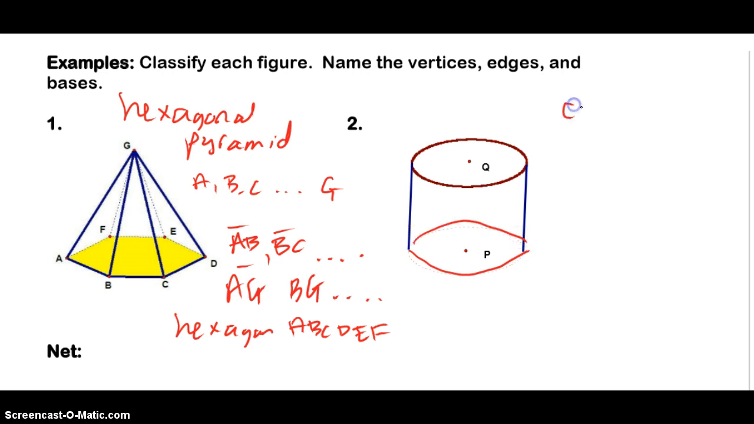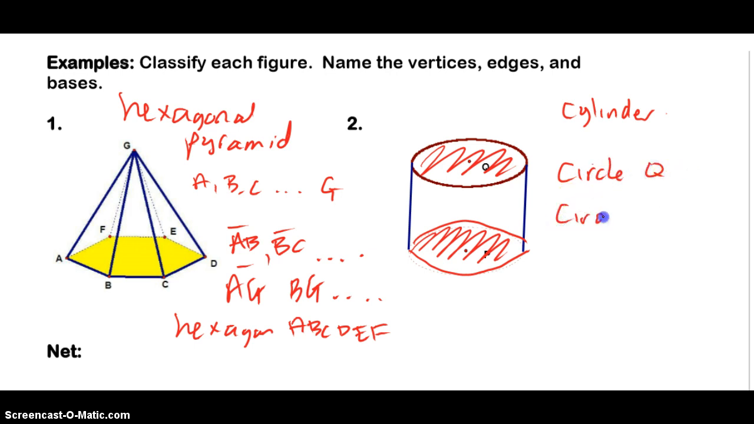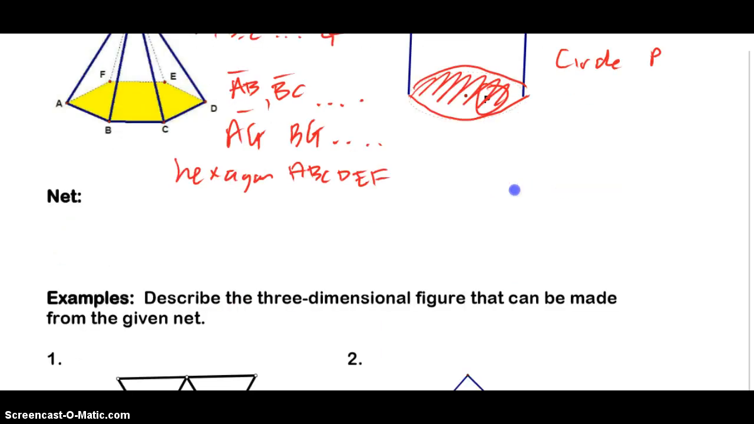Name the figure. Well, that's a cylinder. It doesn't have any vertices. It doesn't have any sides that come up and meet together. Edges, doesn't even have any edges. But it does have bases, and these right here are the bases. So the base would be circle Q and then circle P. It's hard to see those letters because I just drew all over them.